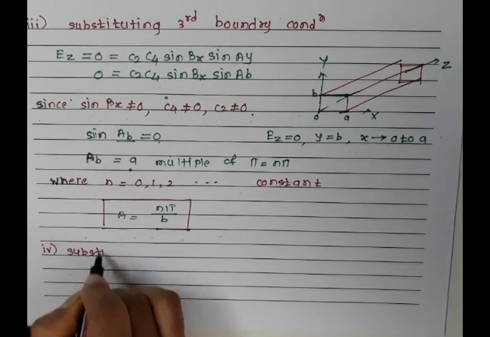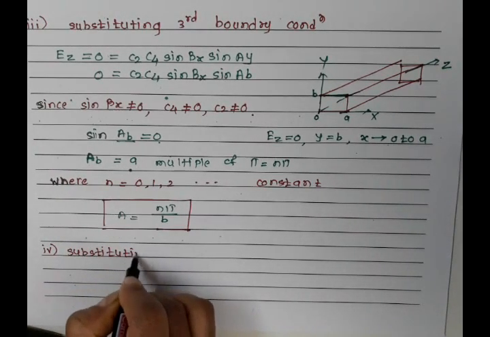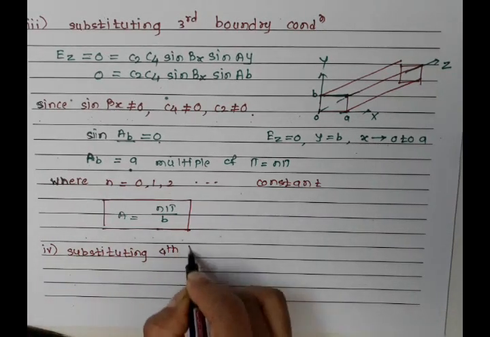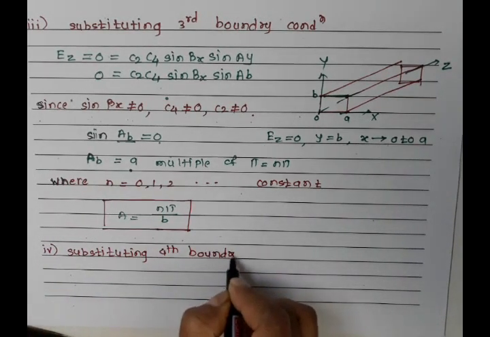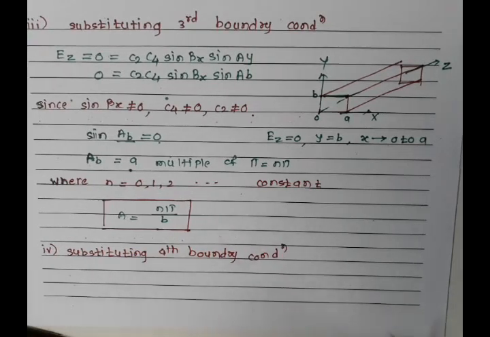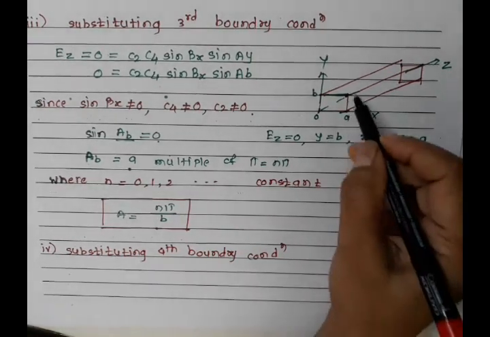Substituting the fourth boundary condition. If I am applying the fourth boundary condition, we can see here the fourth boundary condition is nothing but the right side.